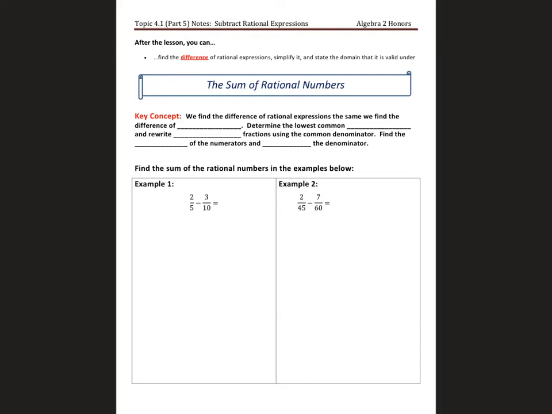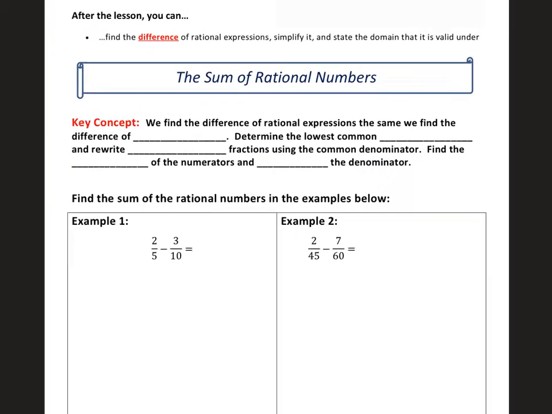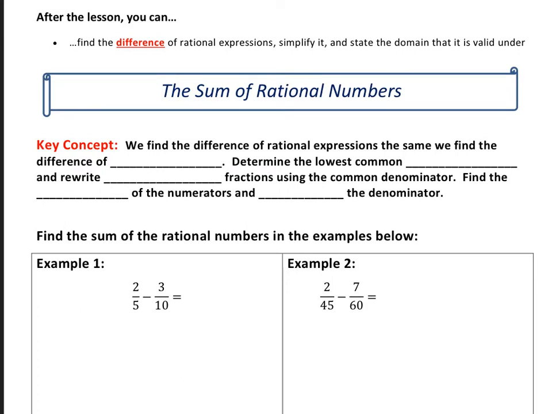This is Chapter 4, Section 1, Part 5. In this last video of this section, we are going to look at how to subtract rational expressions. We find the difference of rational expressions the same way we find the difference of fractions. And notice I had copied the previous section notes too quickly. This should not say sum. This should say the difference.